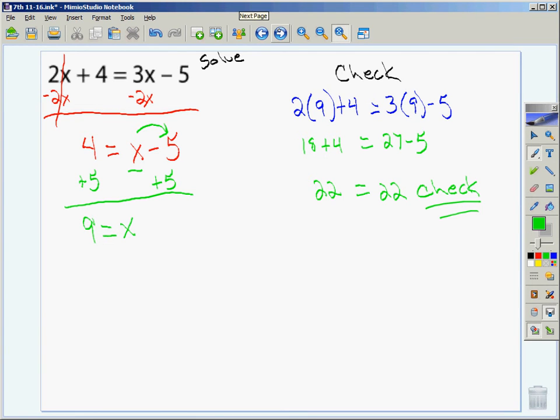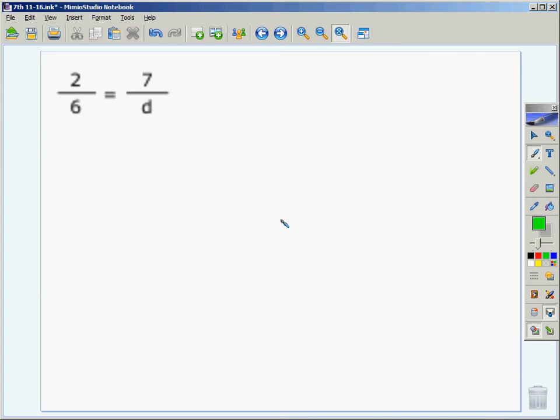Okay. Now we're going to talk about how to solve a proportion. This is a proportion, and we're going to talk about the best way to solve it. Make sure you write the proportion down: 2 over 6 equals 7 over d. You've done proportions before you came to my class, but you may have forgotten how to do them.